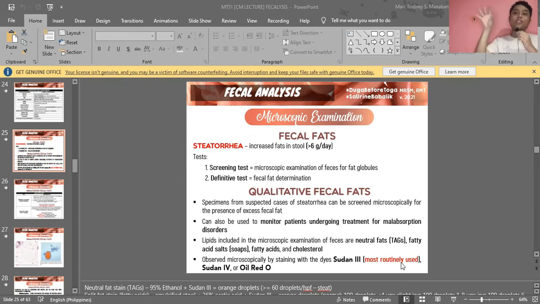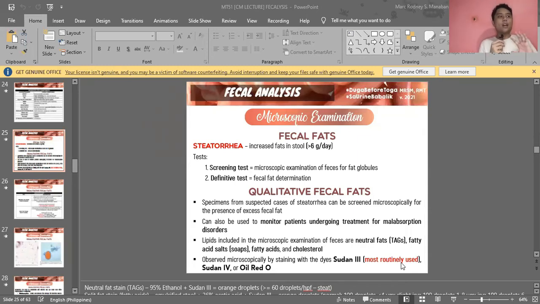So for fecal fats, of course, when there's an increase in fat content in stool, you have steatorrhea. All right, so steatorrhea is described as increased fats in stool, greater than 6 grams per day, but according to Brunzel, it can be greater than 7. Okay, so greater than 6, greater than 7 grams per day. So of course, the presence of increased fats in stool could indicate that there is probably a pathological condition happening inside the body of the patient, especially in the GI tract.